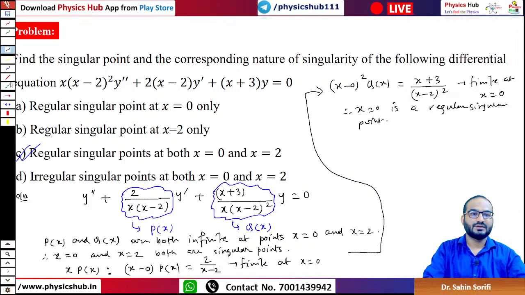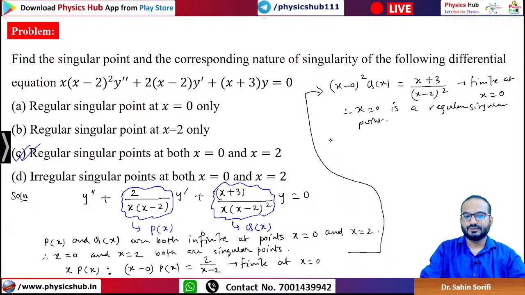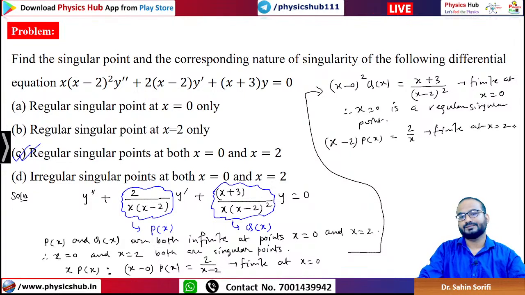Similarly, you can check for x equals to 2. So x minus 2 times p of x will be 2 by x, this is finite at x equals to 2. x minus 2 whole square times q of x equals x plus 3 by x, this is also finite at x equals to 2. So option C.